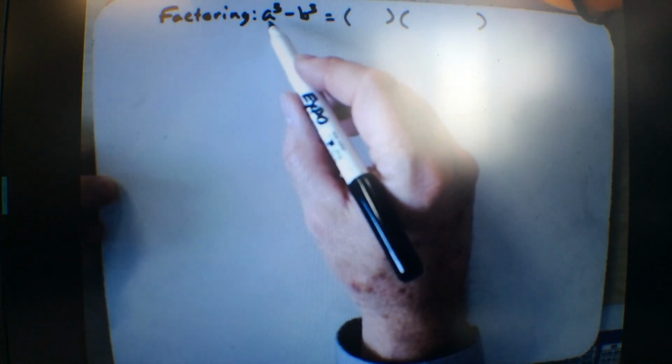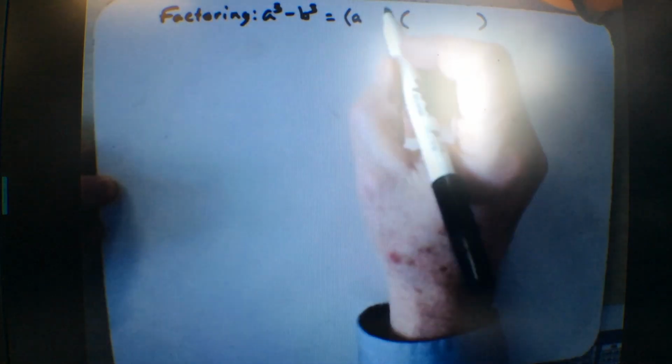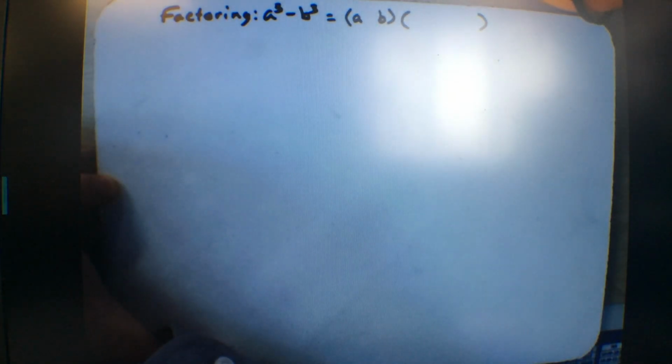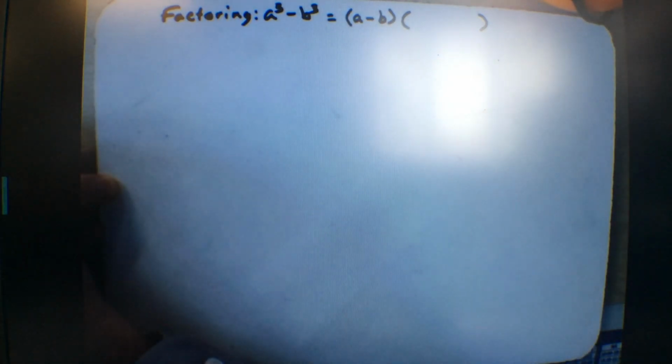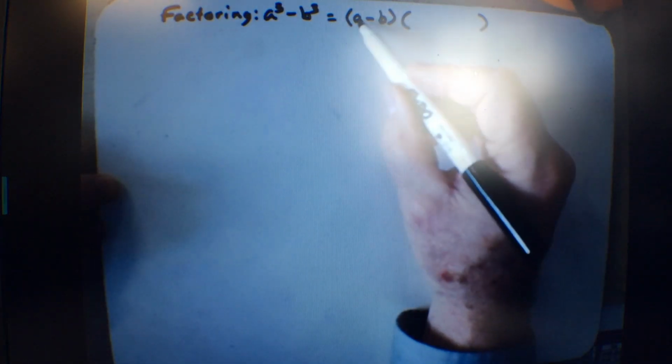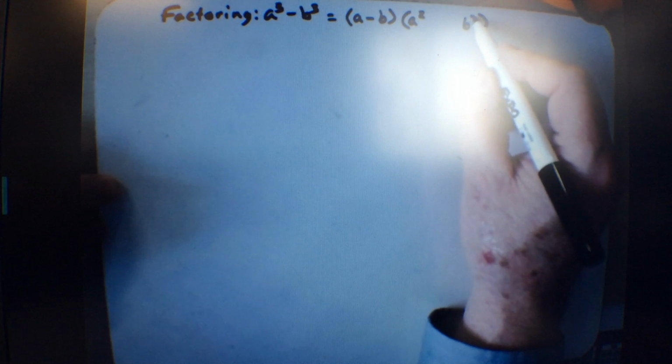What is the cube root of a to the third? A. That goes there. What is the cube root of b to the third? B. That goes there. Okay? The sign that goes between them is the same sign as this. So it'd be subtract. Now, this term right here is the square of this, so it is a squared. Okay, the last term is this one squared, so it is b squared.